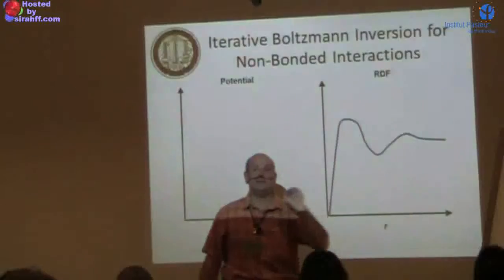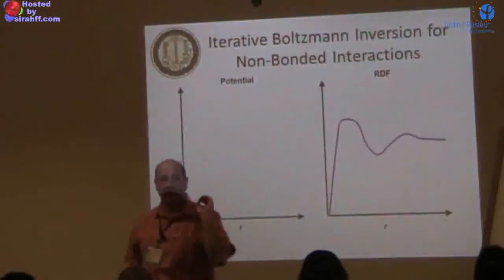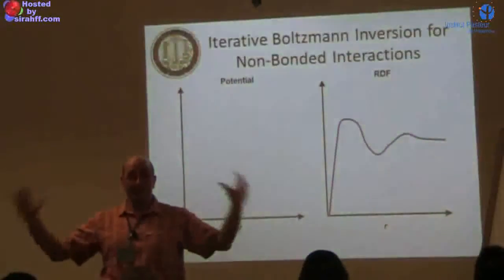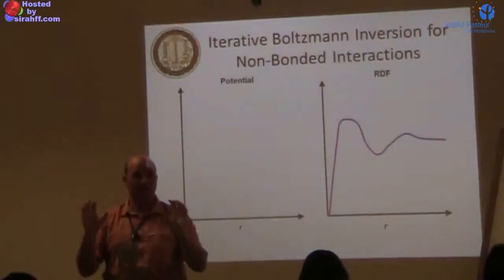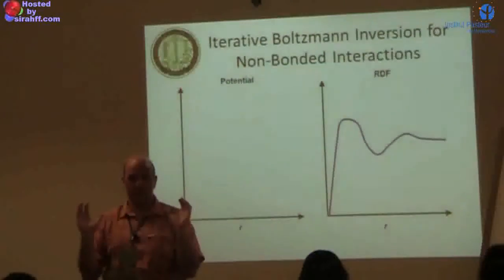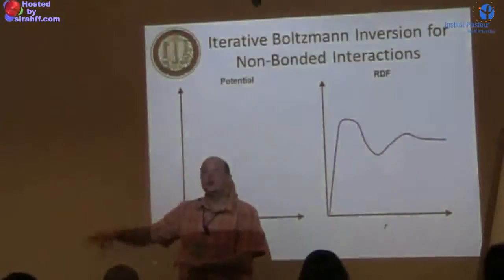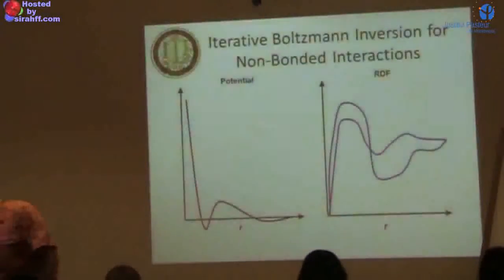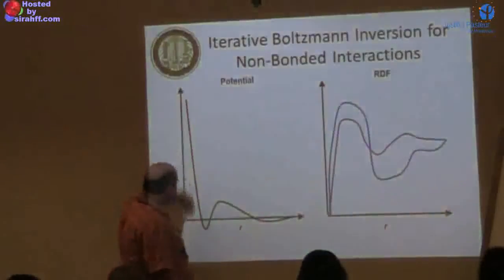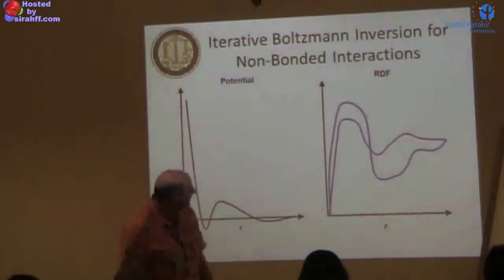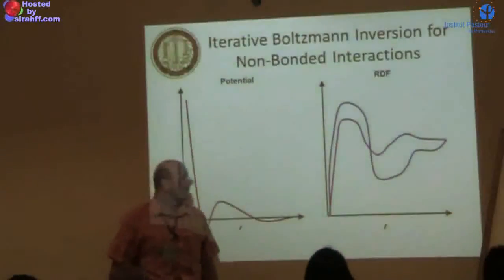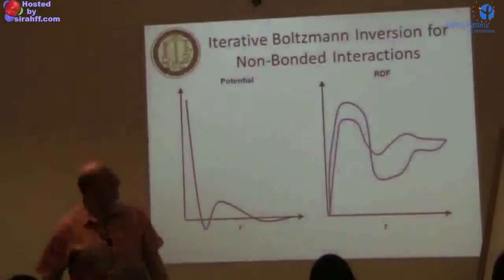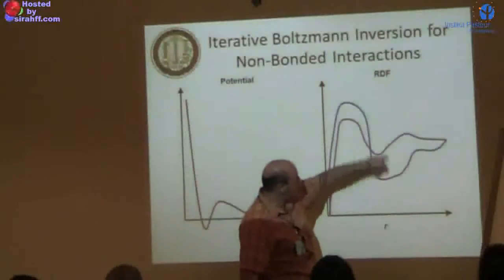Atomistic RDF. And this is the atomistic RDF. You count, this minus kT, and then you may get something like this blue one. Now at every point we measure the difference.